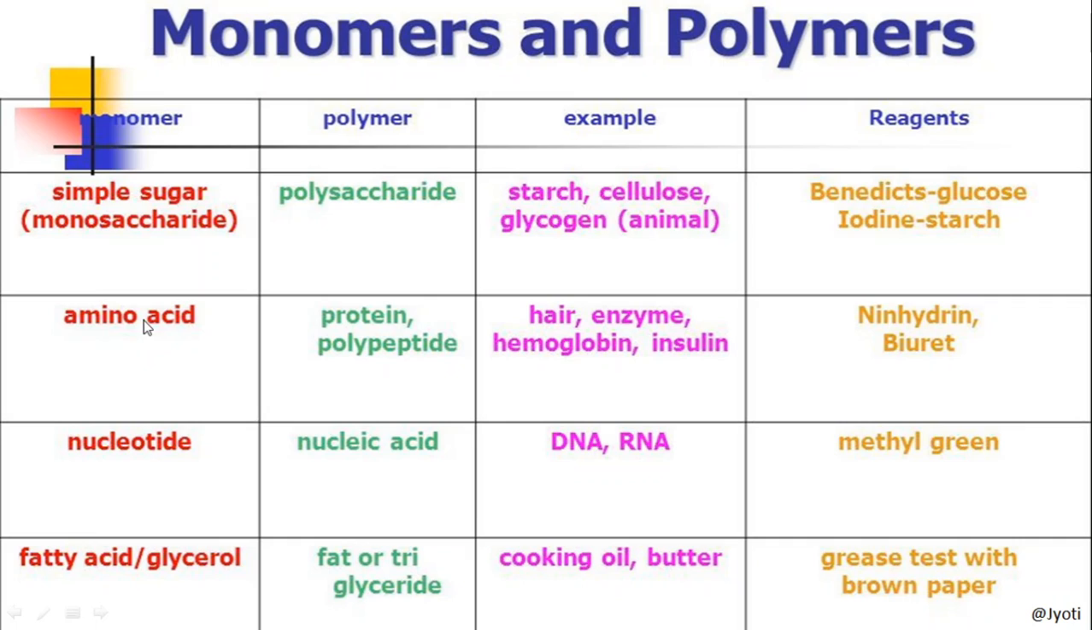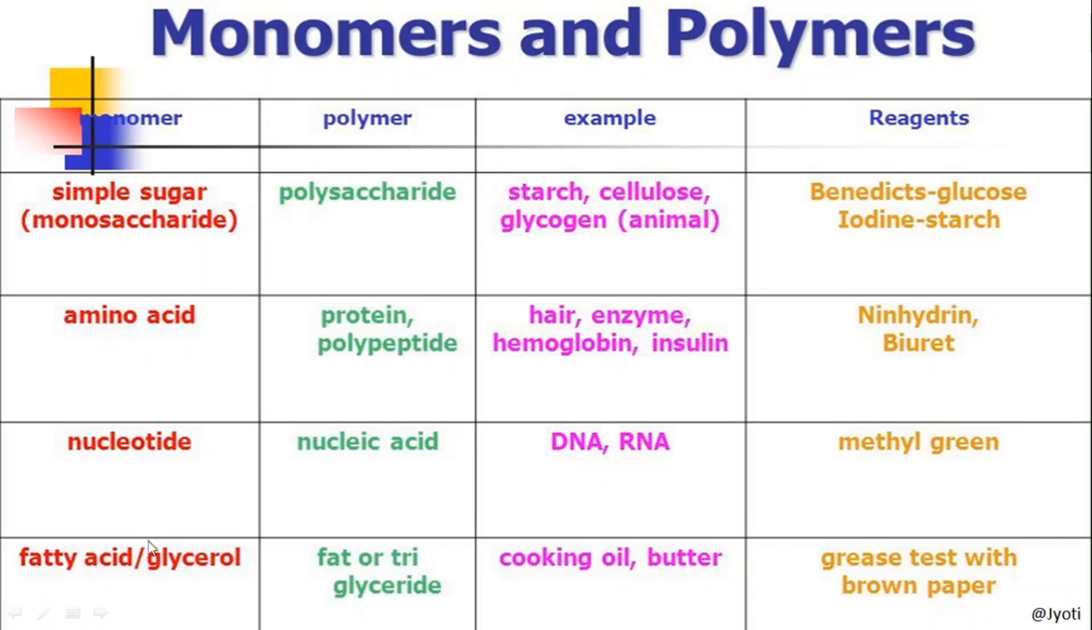Then amino acids are the monomers which combine together to form a polymer that is called protein or polypeptide. They are present in hair, enzymes, hemoglobin, insulin. Their presence can be tested by using reagents like ninhydrin and the biuret test. Then the next one is nucleotides, the monomers which combine together to form the nucleic acids, that is DNA and RNA, and they can be identified by using the reagent methyl green.